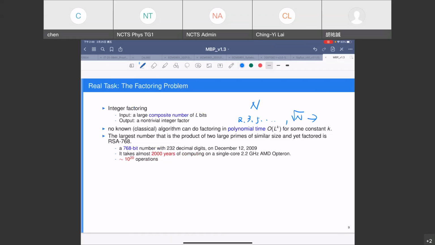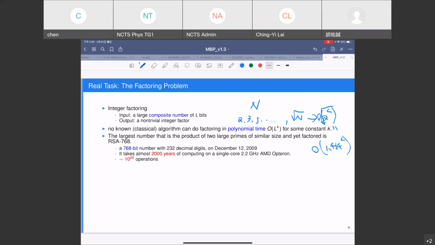So this will give you a square root of 2 to the L, something like this, and take a square root. So this is 1.4 to the L. So this algorithm is exponential. However, there's no polynomial time algorithm in classical algorithms.